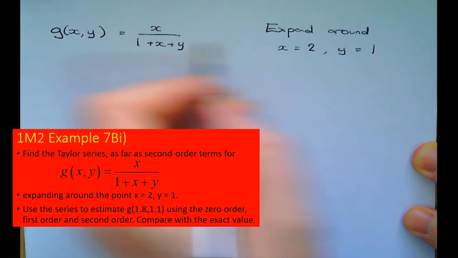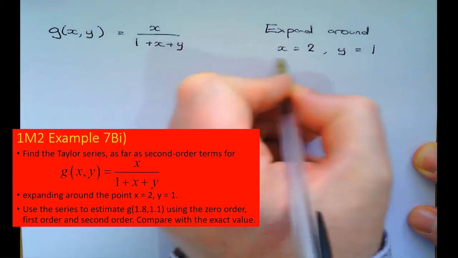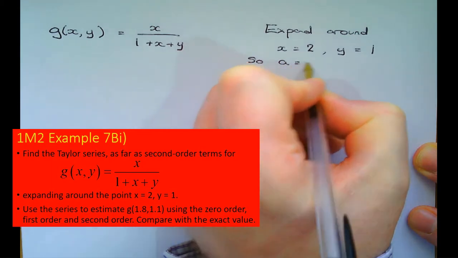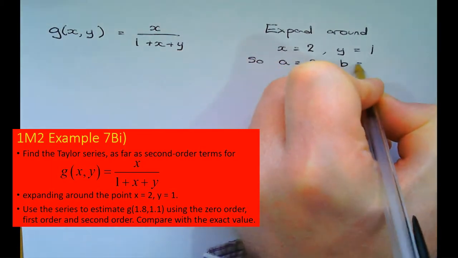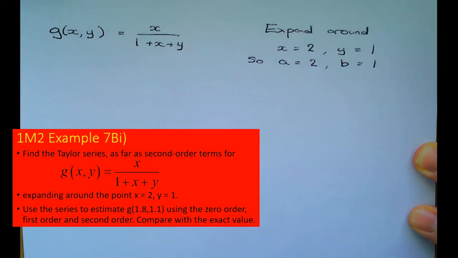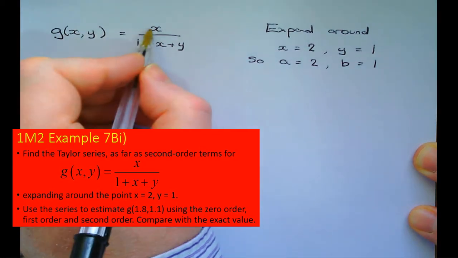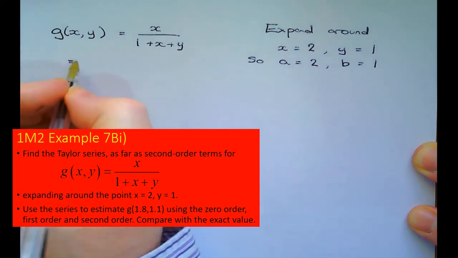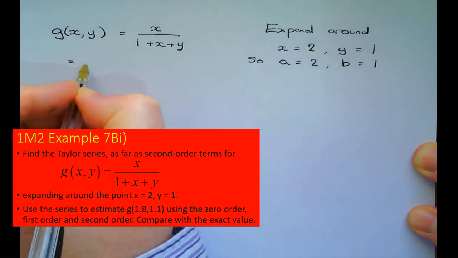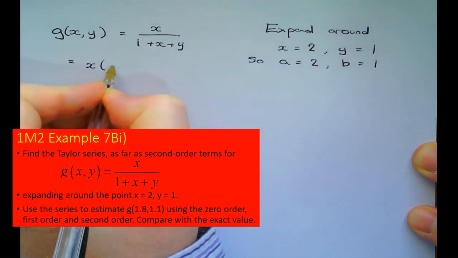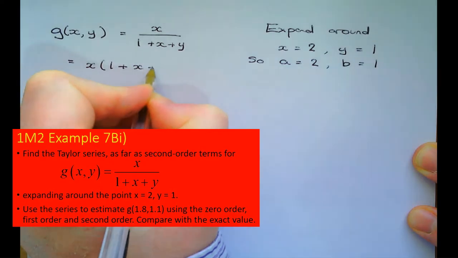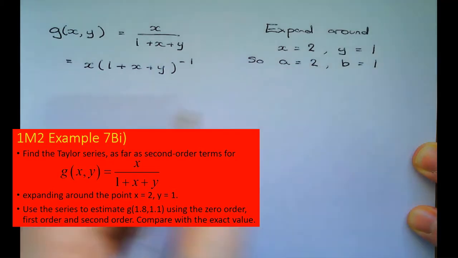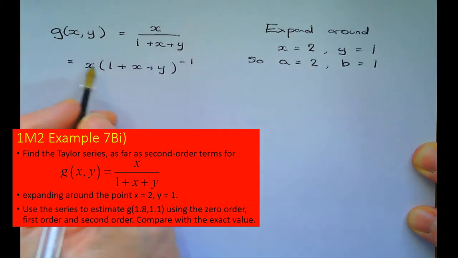So here, we're being asked to expand around the point 2, 1. So that gives us that the value of a is 2, the value of b is equal to 1. Now our function, g of x and y, we can write it in a form that's slightly easier to differentiate. We have x times 1 plus x plus y to the power minus 1. So here's g of x and y.